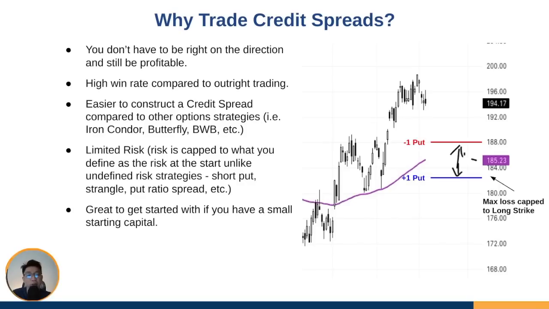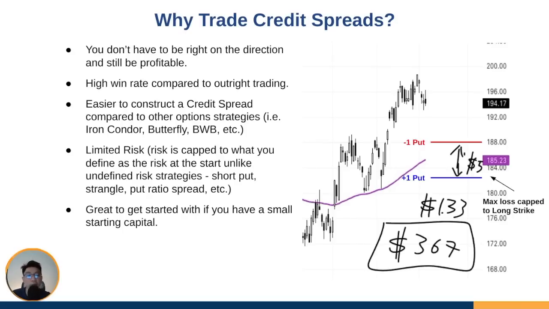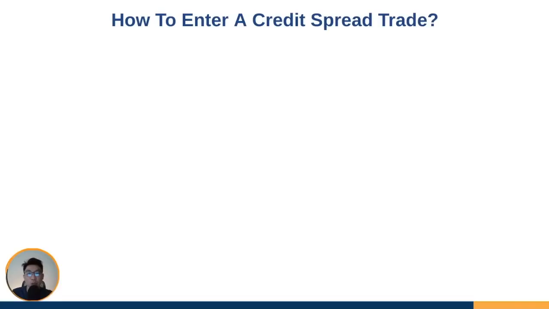So if this is a $5 wide spread, and according to the example I shared with you earlier, right, let's say you receive $133 or $1.33 for this credit, then your max loss is only $367, right? That means you only have to put up $367 per trade for you to put it on, right? So if you have a small account, this is perfect for you. Now, let's get into how you're going to enter into a credit spread.